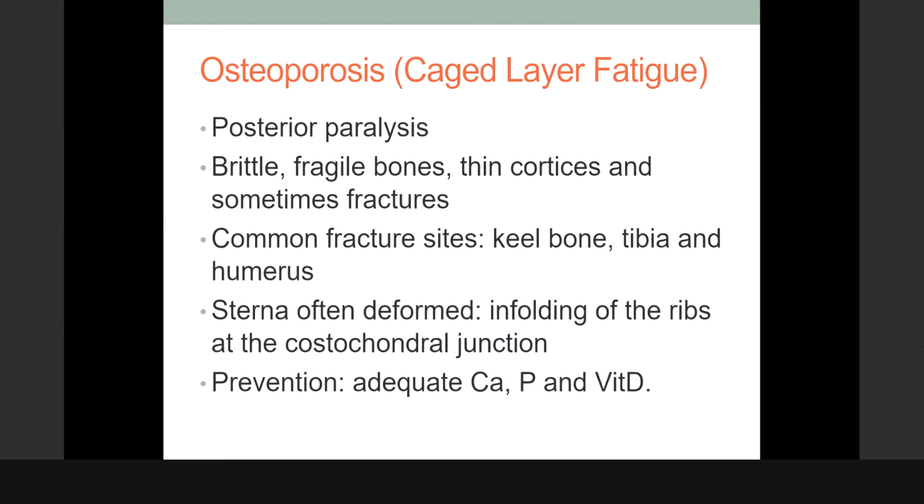They are very fragile. Common fracture sites are the keel bones, tibia, and the humerus. The sternum is often deformed, with folding of the ribs at the costochondral junction. At the rib area also, because the rib is also bone, it can fracture there as well.